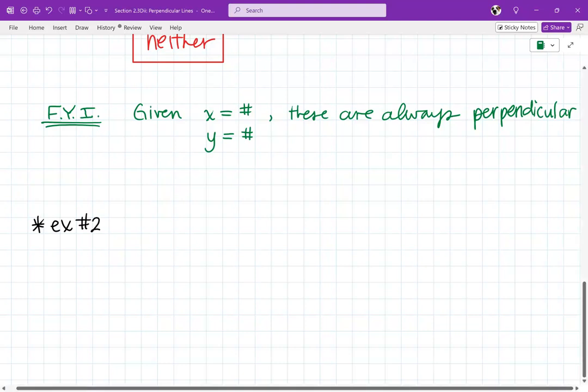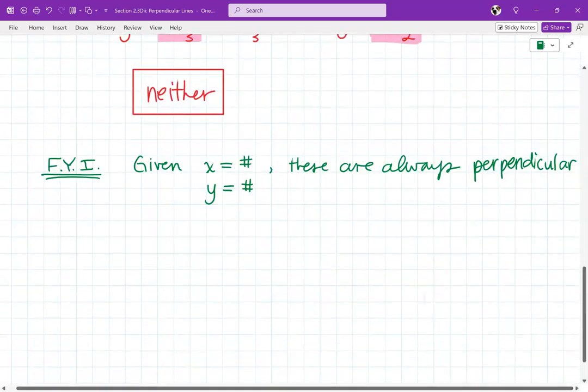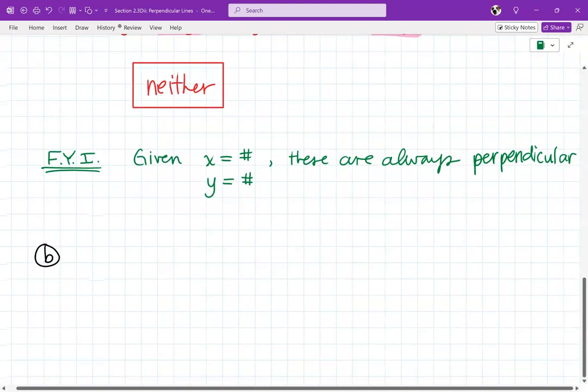Because these are like the easy part of the homework, where they're just going to give you equations and oh, I'm sorry, not example 2. This is part B, right? Yeah, this is part B. Same instructions, just part B. So y equals 4 times x plus 2, and 4x minus 3y equals 21.